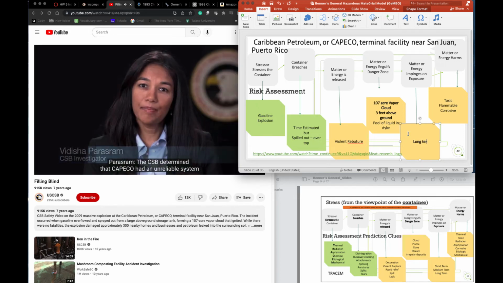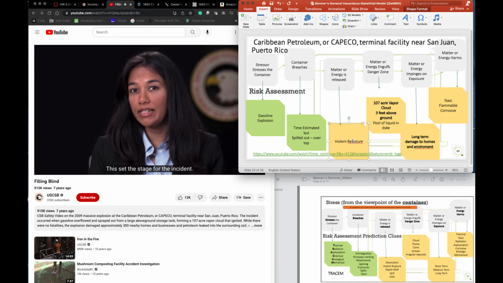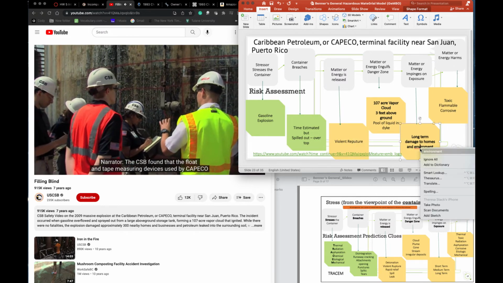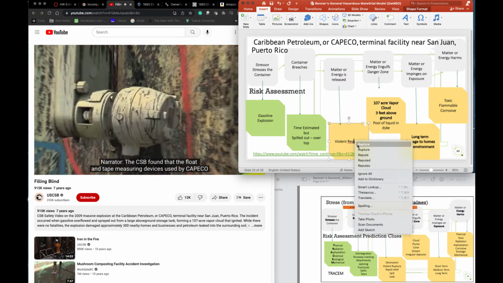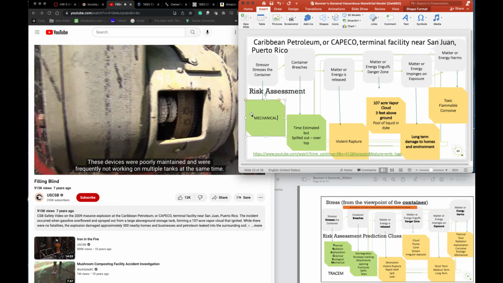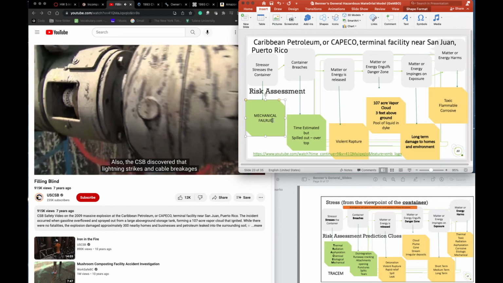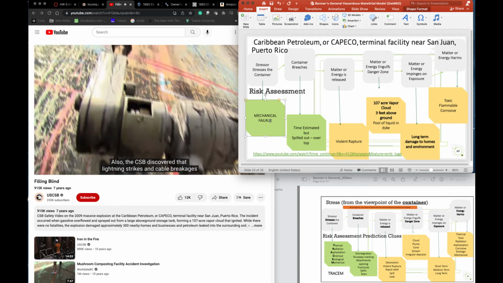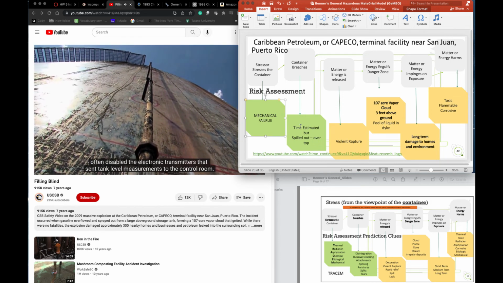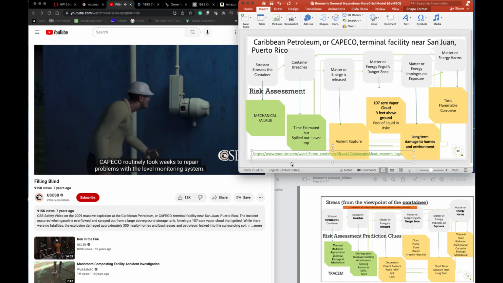The CSB determined that Capeco had an unreliable system for monitoring and controlling the level of gasoline inside the storage tanks. This set the stage for the incident. The CSB found that the float and tape measuring devices used by Capeco were prone to mechanical failure. These devices were poorly maintained and were frequently not working on multiple tanks at the same time. Also, the CSB discovered that lightning strikes and cable breakages often disabled the electronic transmitters that sent tank level measurements to the control room. Capeco routinely took weeks to repair problems with the level monitoring system.